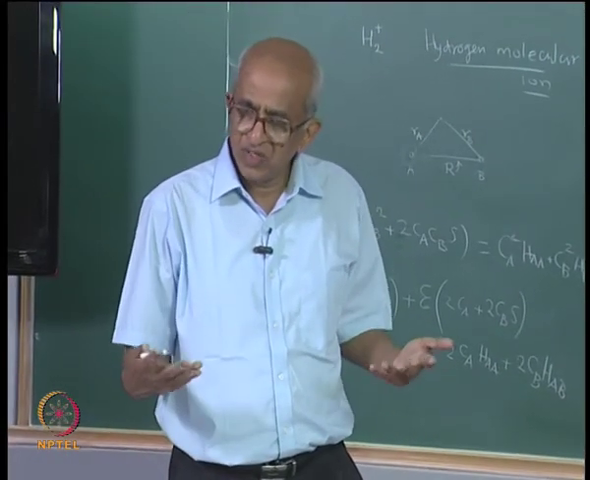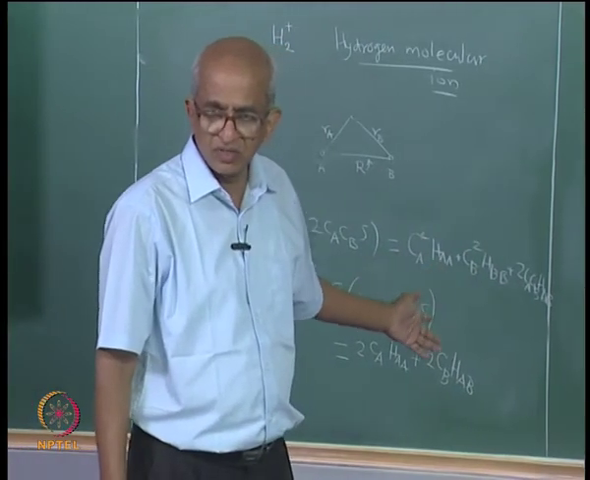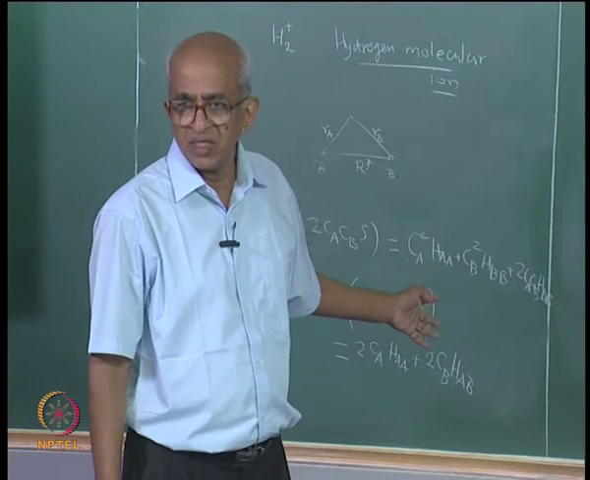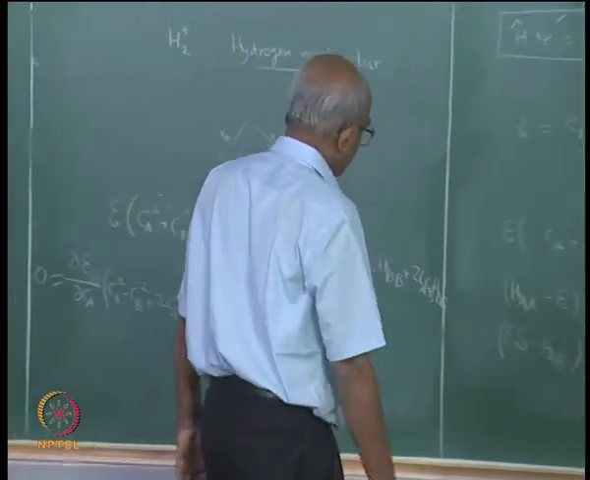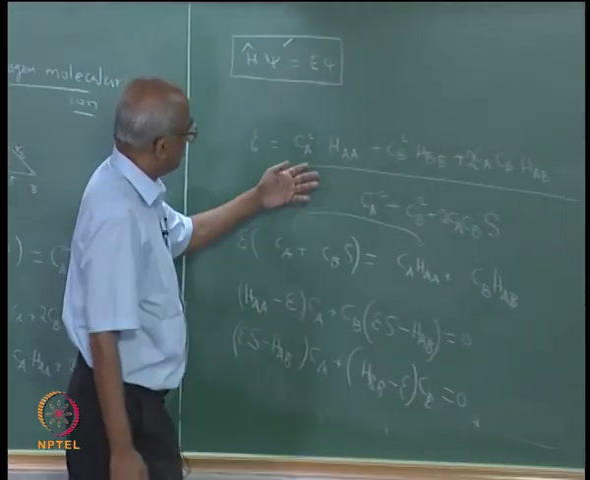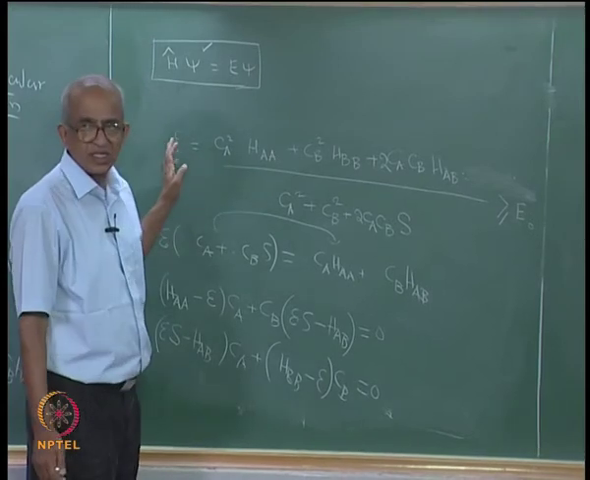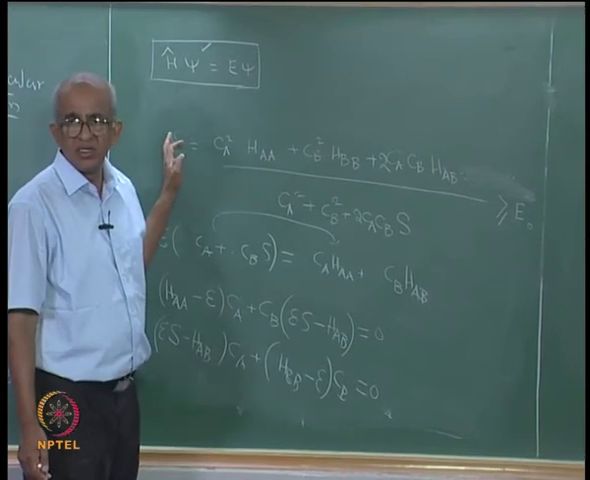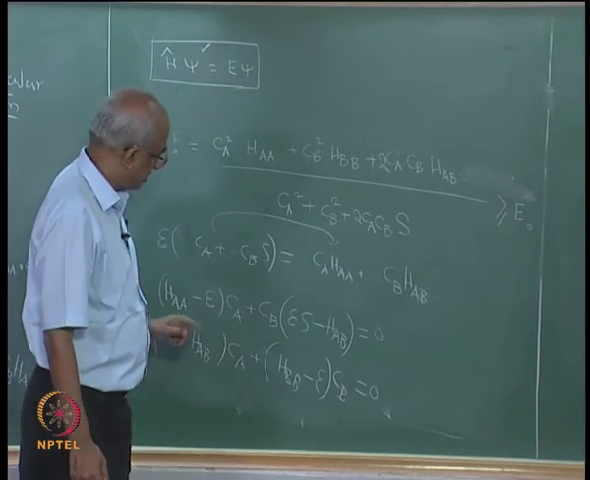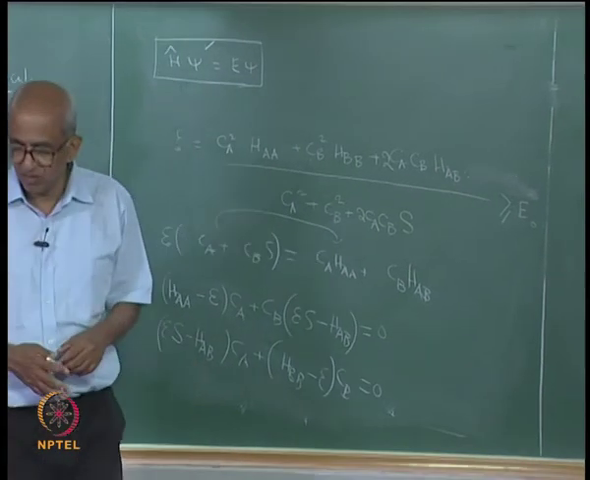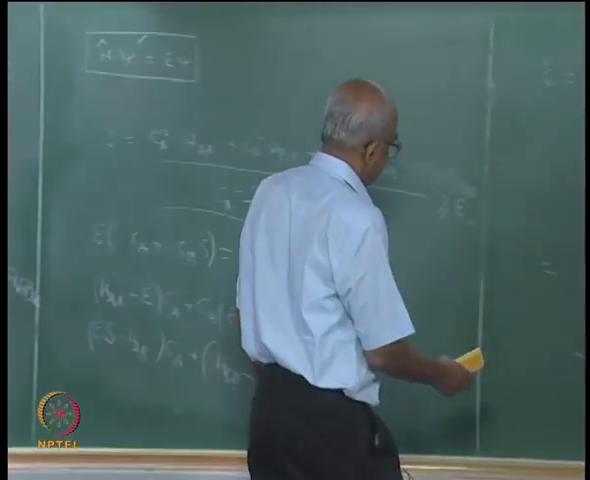We now have 2 equations, and of course we should be able to solve these 2 equations to find the best possible values of CA and CB. And once we have solved for the best possible values of CA and CB, what will I do? I will put those values of CA and CB into this equation and get the best value for script E. So, that is the procedure that we will adopt, but now what I am going to do is a simple trick.